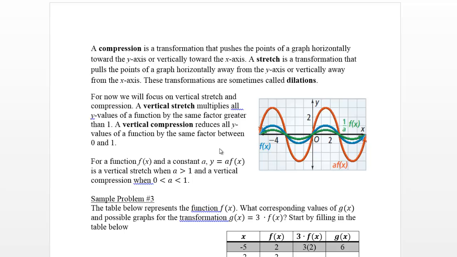Basically, what's going to happen is the value that we're going to take is going to be multiplied to the function. It's going to create this lengthening or shortening of the given function. And so we can have vertical compression and stretch. We can also have horizontal compression and stretch. For right now, we're just going to focus on the vertical compression and stretch.